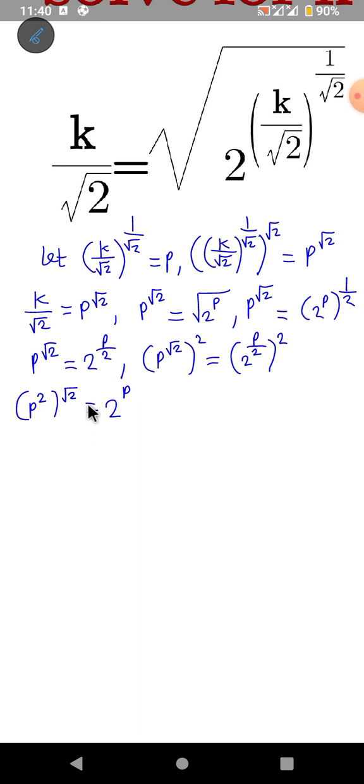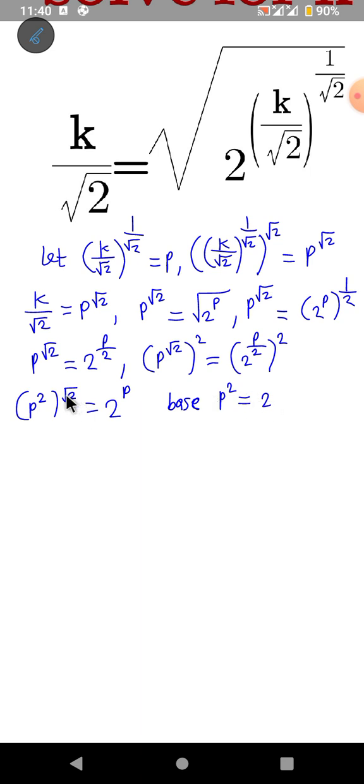So then we'll continue again. My next step now will be to compare base and also compare power. So let me start by comparing the base. The base here is p raised to the power of 2, while the base here is 2. So we say p raised to the power of 2 is equal to 2.